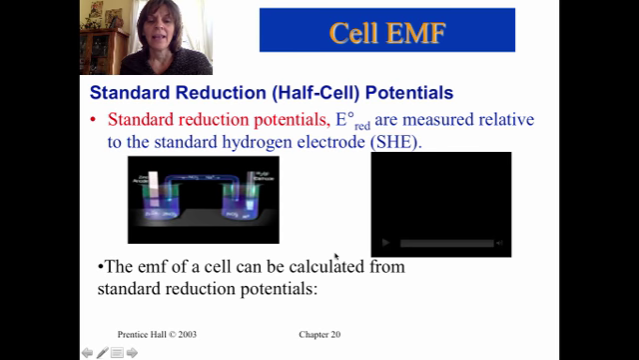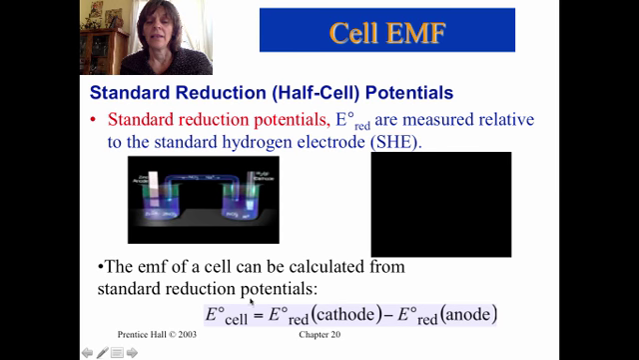All right. The EMF of the cell can be calculated from the E cell, which equals the reduction of the cathode minus the reduction of the anode. So when finishing your lab questions, you would use the table to find the reduction potential of the copper, which was the cathode, and subtract the reduction potential of the zinc, which was the anode.